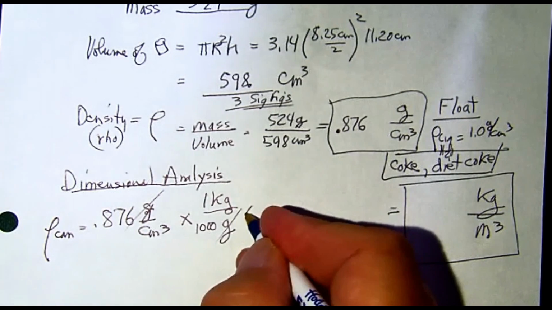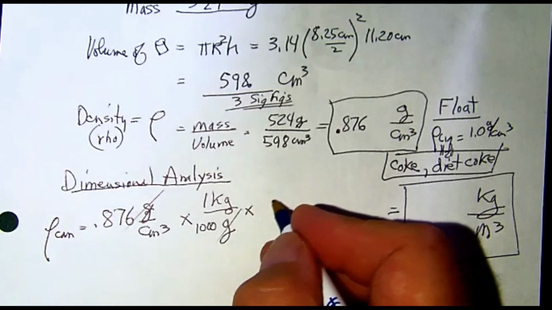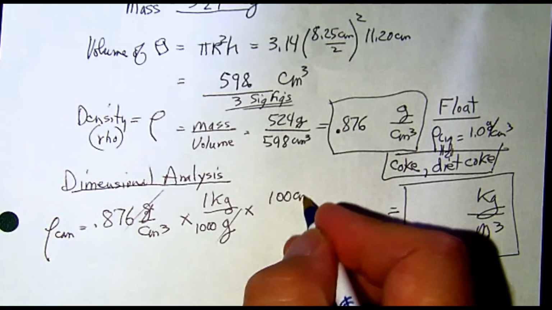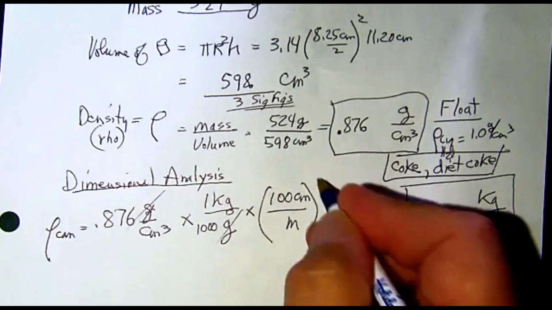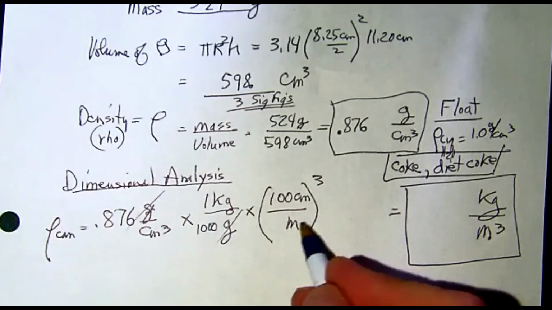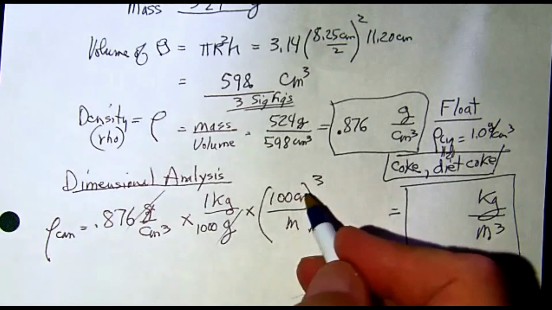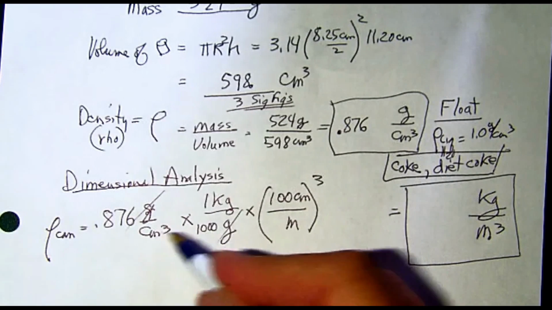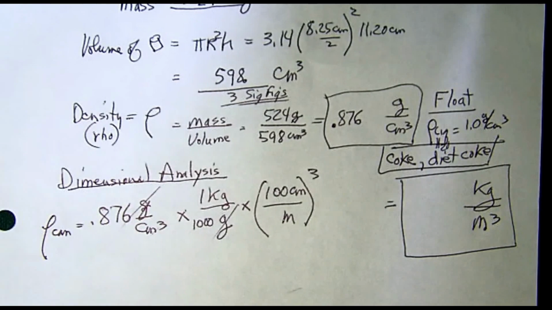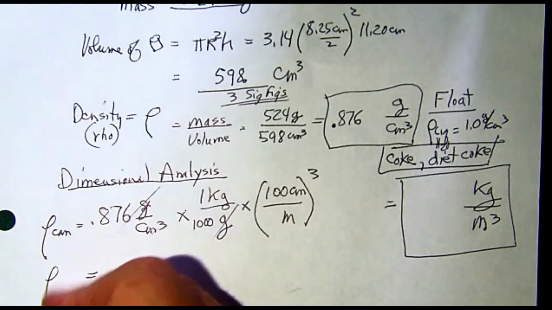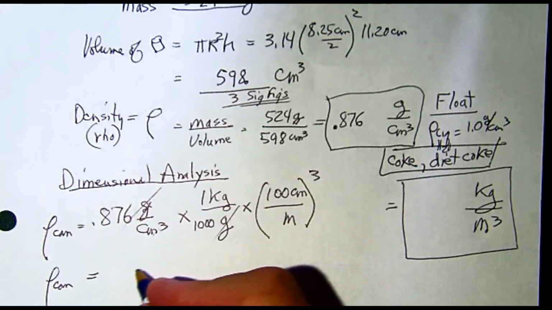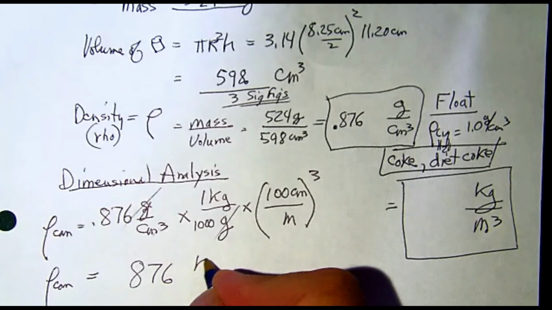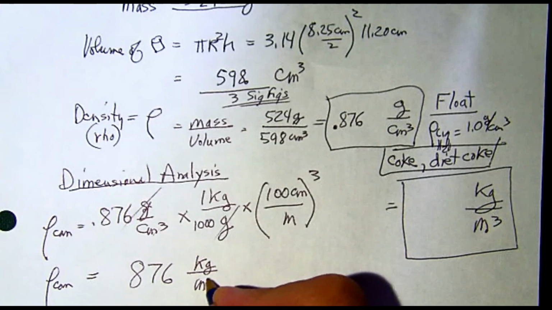The other thing we need to do is to get rid of those cubic centimeters. Now, I know there's 100 centimeters per meter. I know that by definition. And if I cube that, then my cubic meters are going to end up at the bottom. Cubic centimeters are going to be on the top, and they're going to cancel out. Okay? So the density of my can in correct metric units is 876 kilograms per cubic meter.